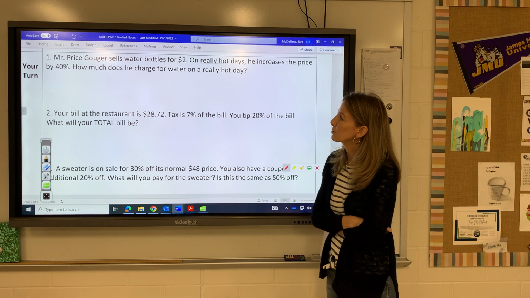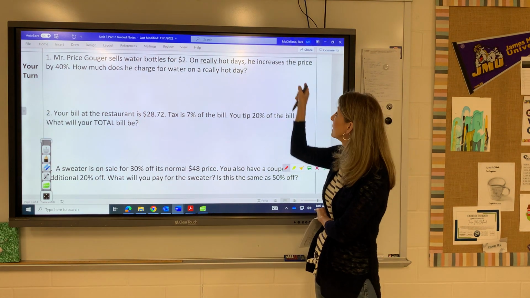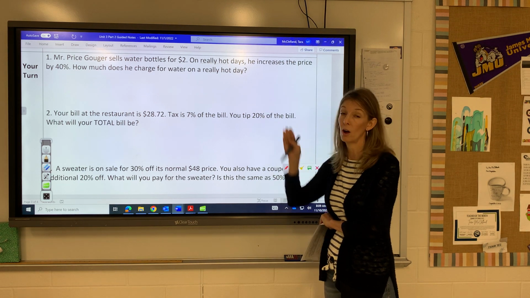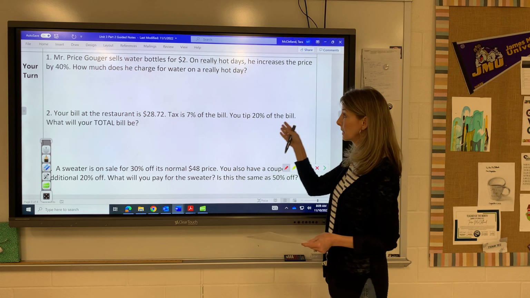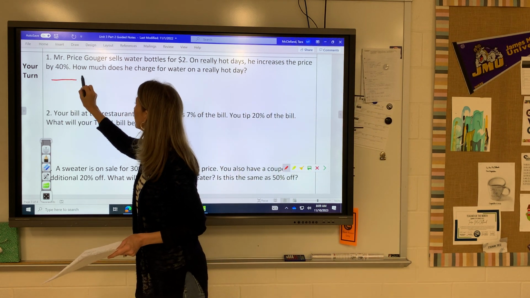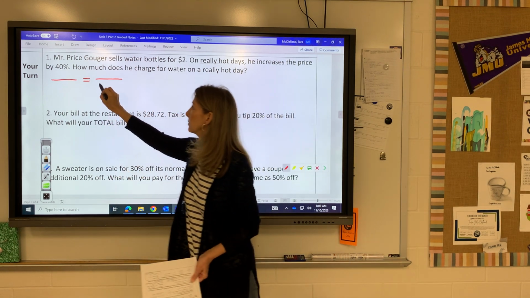So, Mr. Price Gouger sells water bottles for $2. On really hot days, he increases the price by 40%. How much does he charge for water on a really hot day? Okay, so let's start off with our proportion. Line equals line. What can we immediately fill in? 100%.